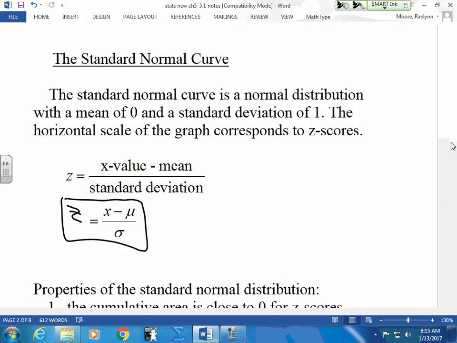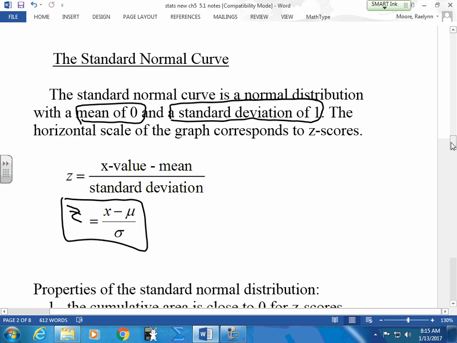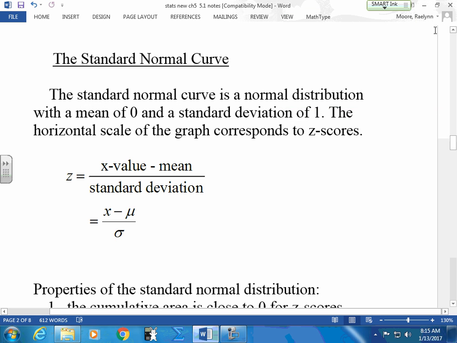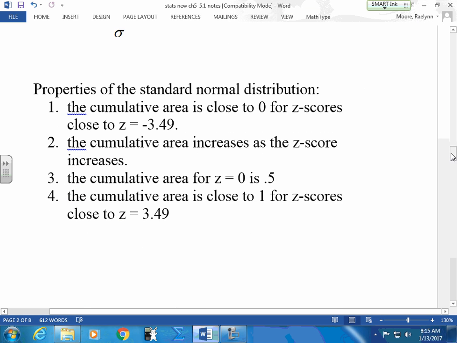Your standard normal curve is just like a normal distribution. The only thing is it has some special cases. It has a mean of 0, and it has a standard deviation of 1. So this allows us to find the area under your curve without using any applications. So the rest of the properties of your normal curve are going to apply. But the standard normal curve is going to have a couple of extra things.